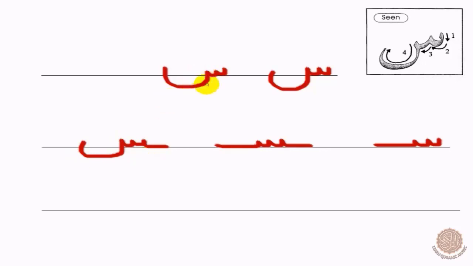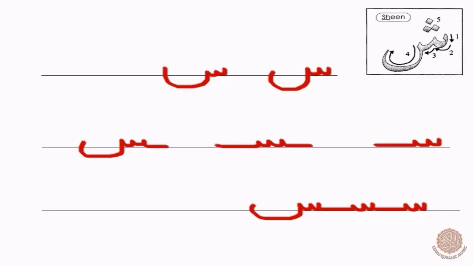If we wrote 3 seens in a row, how would it look like? Now, see the distance between the seens, it could be actually a bit shorter. So it doesn't have to be this long between the 2 seens. And obviously it depends on your script. So it doesn't really matter how long it is. It can actually be longer if you wanted to. That's up to you. Next letter, it's the sheen.